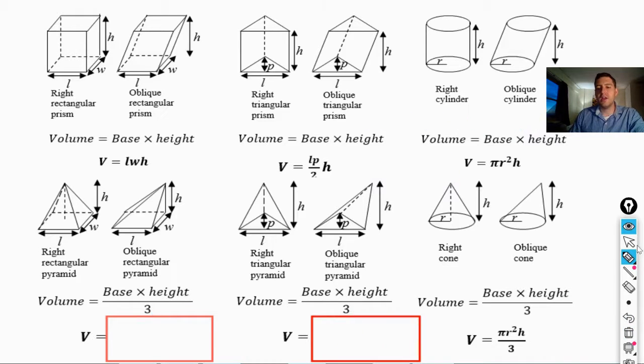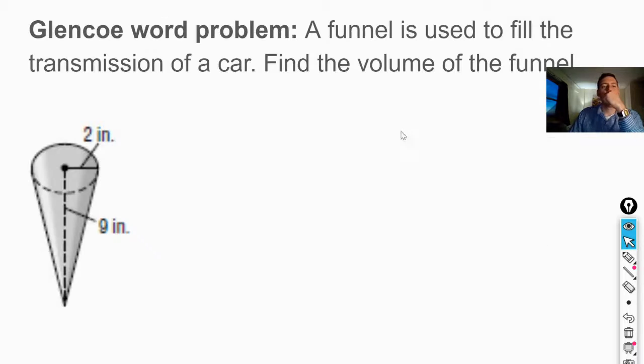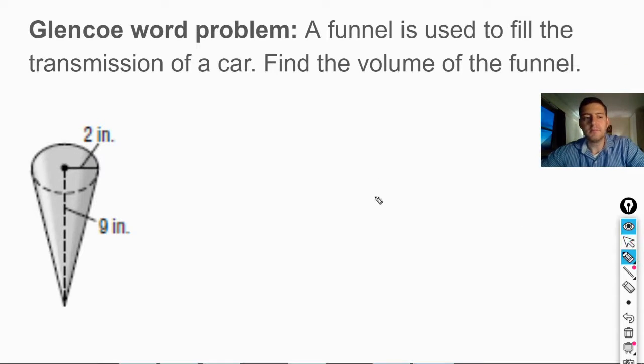All right, so let's go ahead and do a couple problems. This is from Glencoe. A funnel is used to fill the transmission of a car. Find the volume of the funnel. So this funnel is in the shape of a cone. So the volume formula would be pi r squared times h divided by 3. And we're just going to use 3.14 for pi.